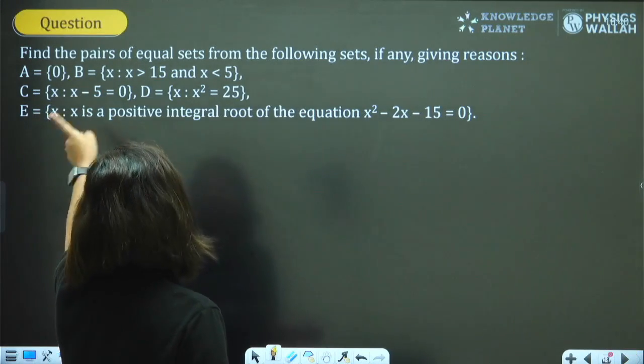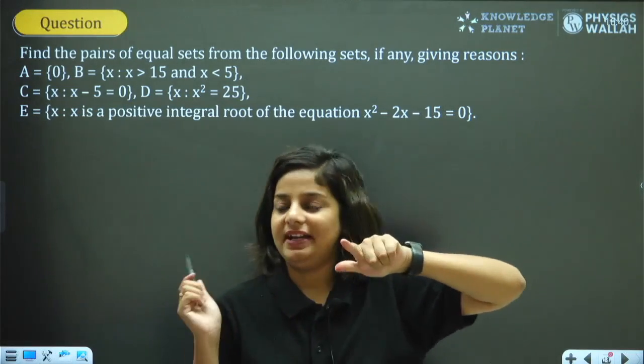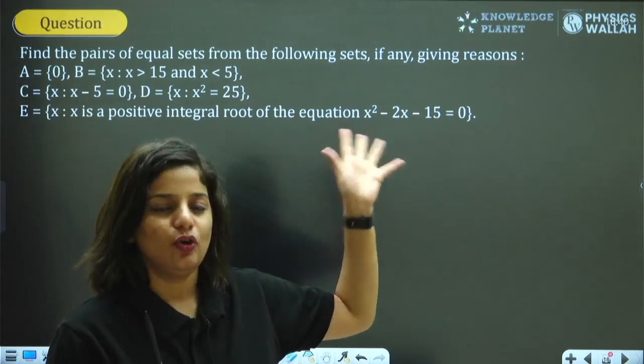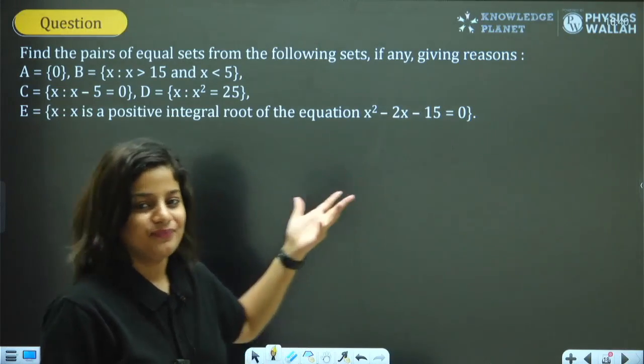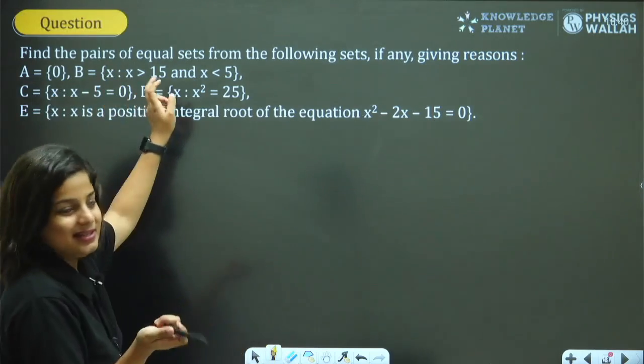A, B, C, D, E. Right, we didn't do equal sets. We did finite, infinite. We did null, singleton also we saw. Equal sets, let's do it. A is a singleton set.